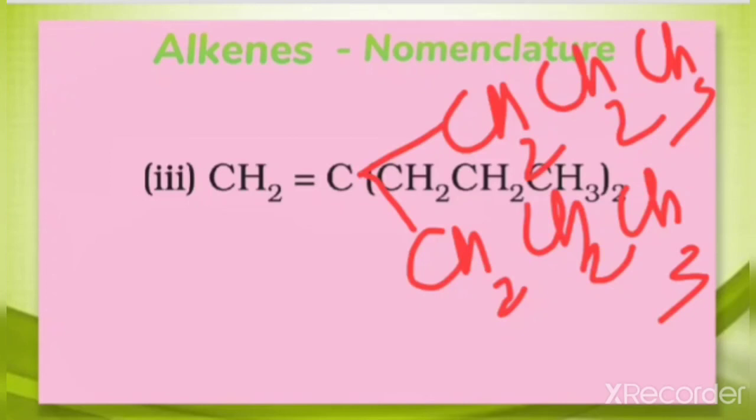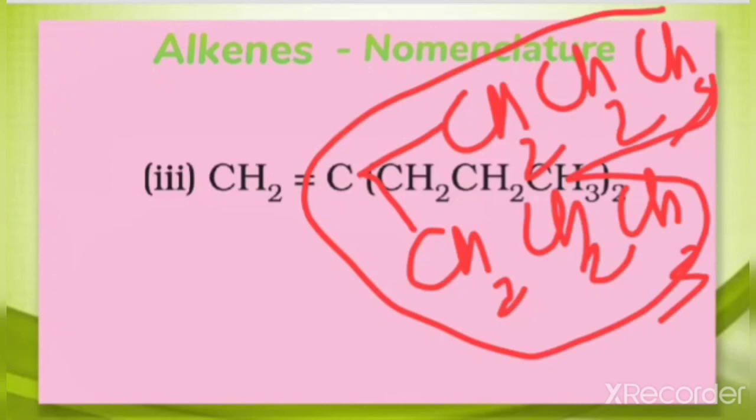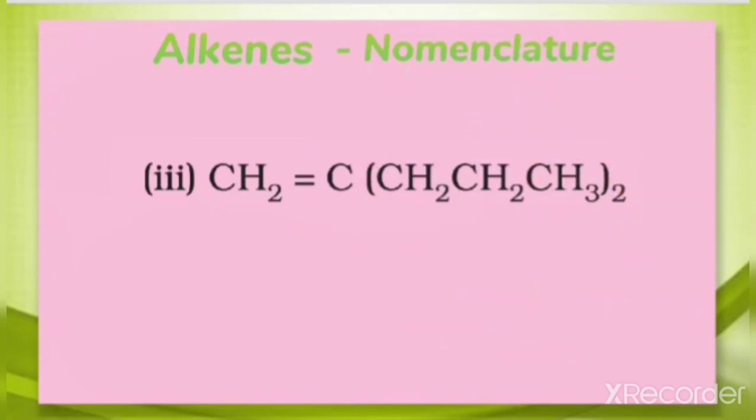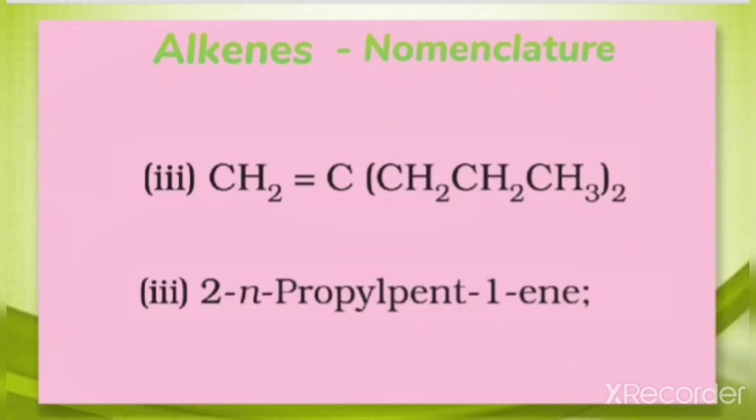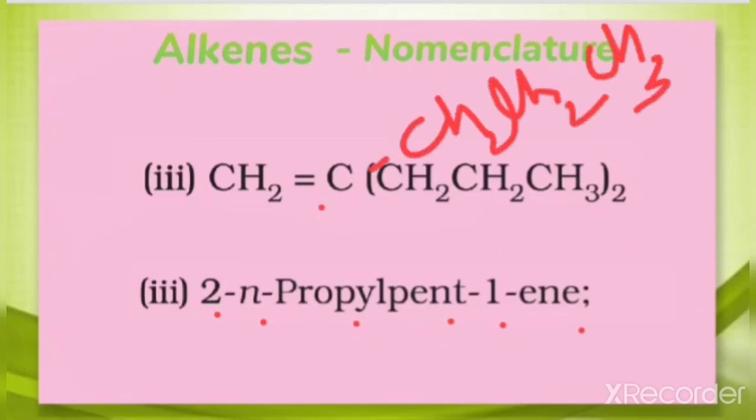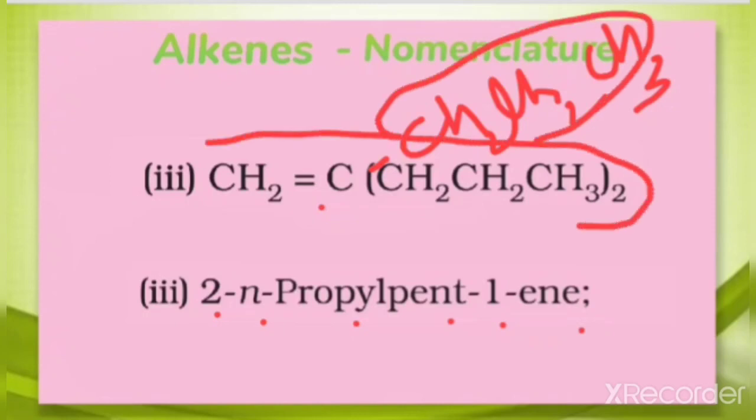Better you expand it. But when you take this one as the longest chain, at that time the double bond will not be included in the main chain. So in that case, we should not do it in such a way. We have to include the double bond in the main chain. Therefore, its name comes 2-n-propylpent-1-ene. It comes because we have to take one of the groups, that is CH2, CH2, CH3, as a substituent, and this one can be taken as the main chain.